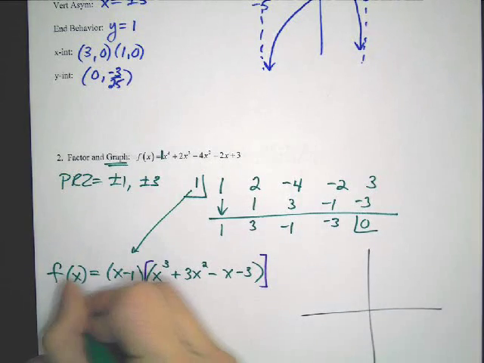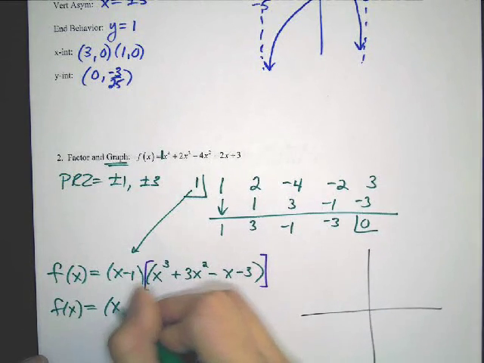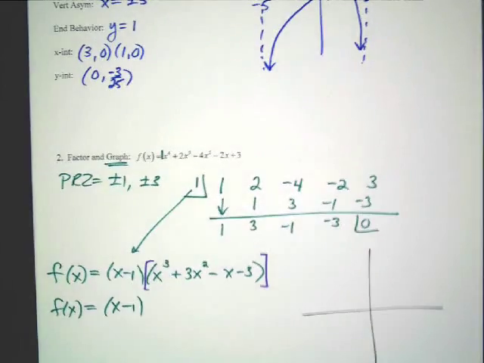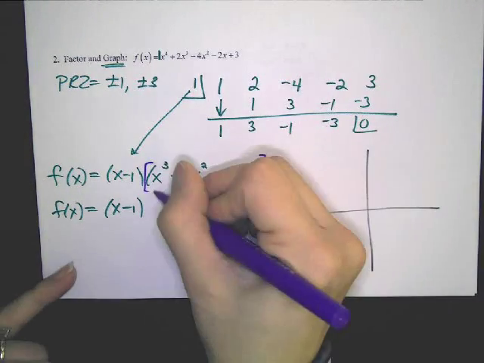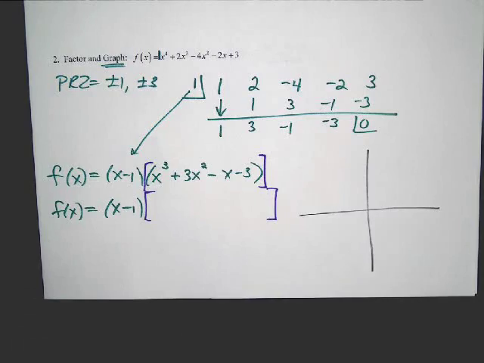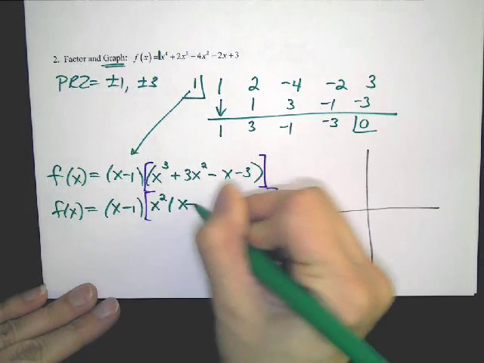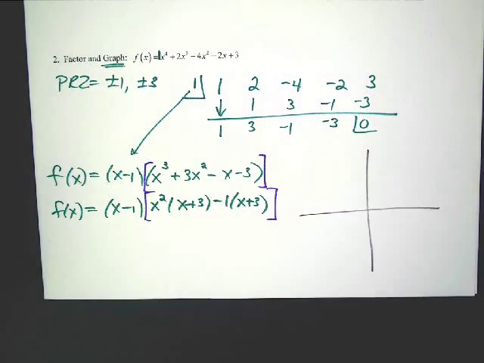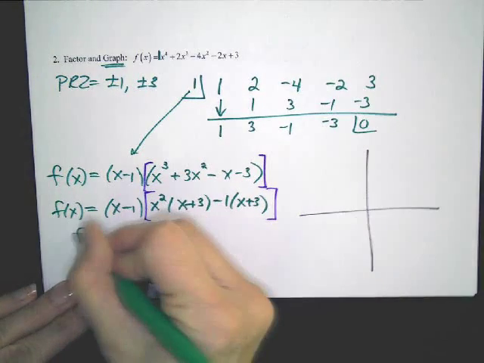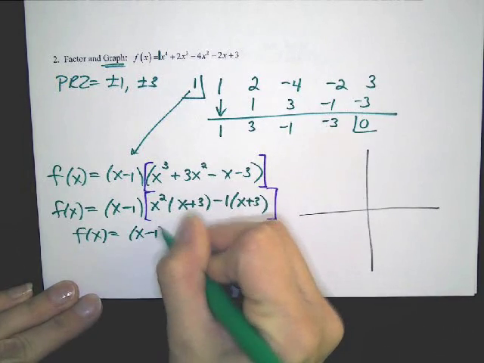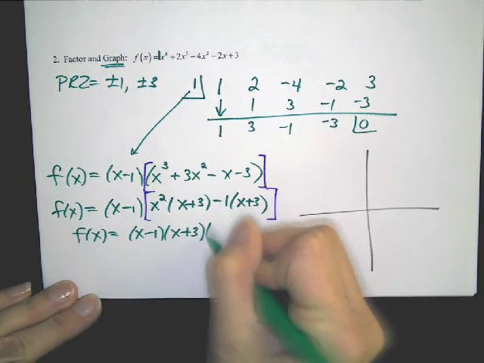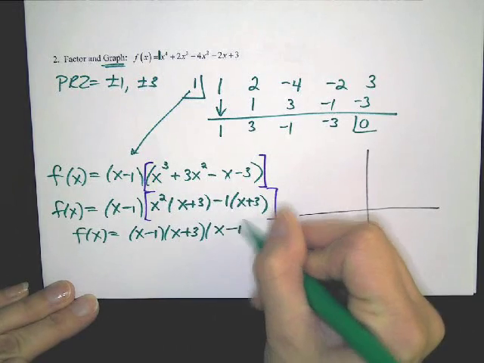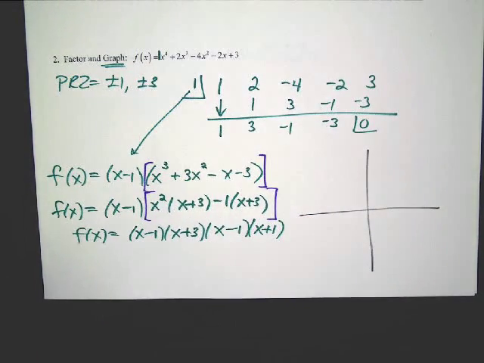The great thing about the final is I'm not going to be looking at your work step by step, line by line. So if you're not writing things perfectly, I guess you get a free pass this time. We'll take out x squared, and that leaves us with x plus 3. Minus 1 gives us x plus 3. I've got duplicates, so it worked. We've got x minus 1, x plus 3, x minus 1, x plus 1. Totally factored.